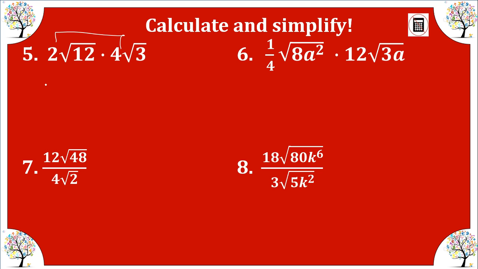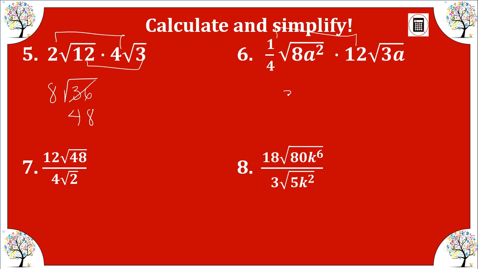So 2 times 4 is 8. 12 times 3 is 36. 36 is perfect, so don't break it down, just take the square root. The square root of 36 is 6 times 8 is 48. No more radical.